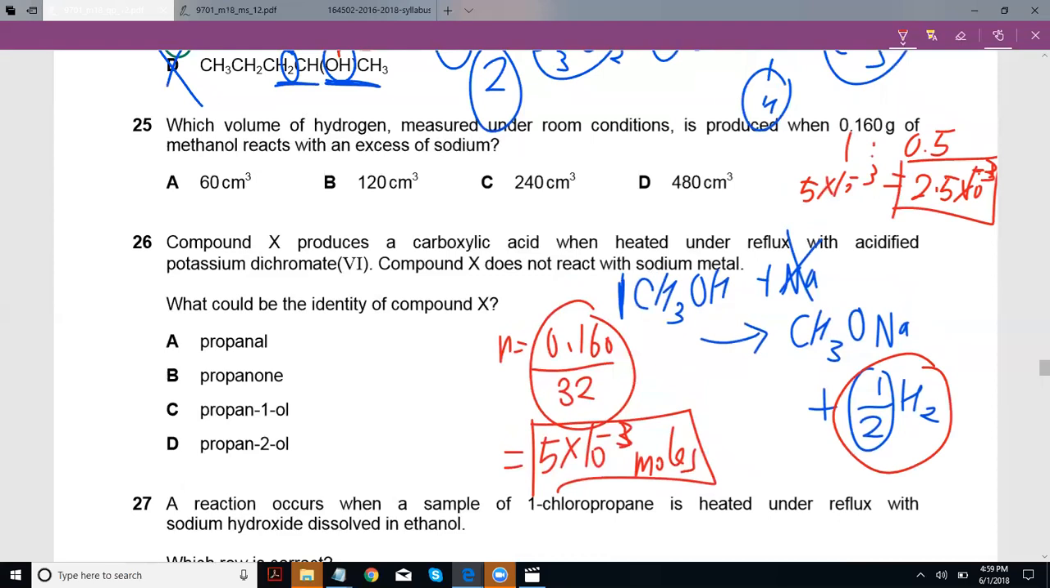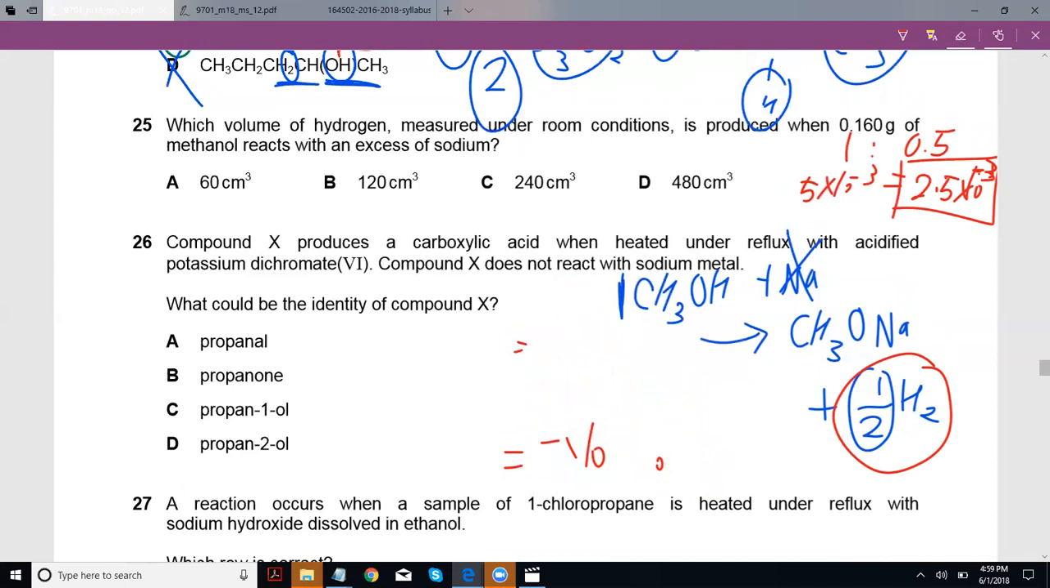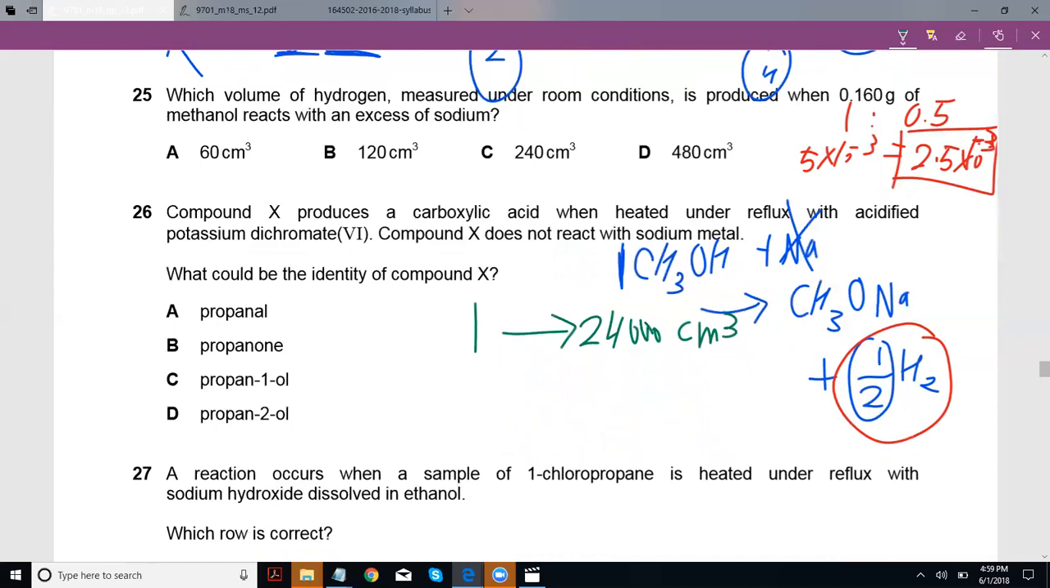You need to figure out the volume, and you can do that using your ratio method as well. So 1 mole gives you 24,000 cm cubed. I'm not taking it in dm cubed because that's just what the options are in, so I just converted it. And 2.5 into 10 to the power minus 3 gives you x. X is basically you just multiply these two, so 2.5 into 10 to the power minus 3 times 24,000 gives 60 cm cubed, which is A. And we can proceed.